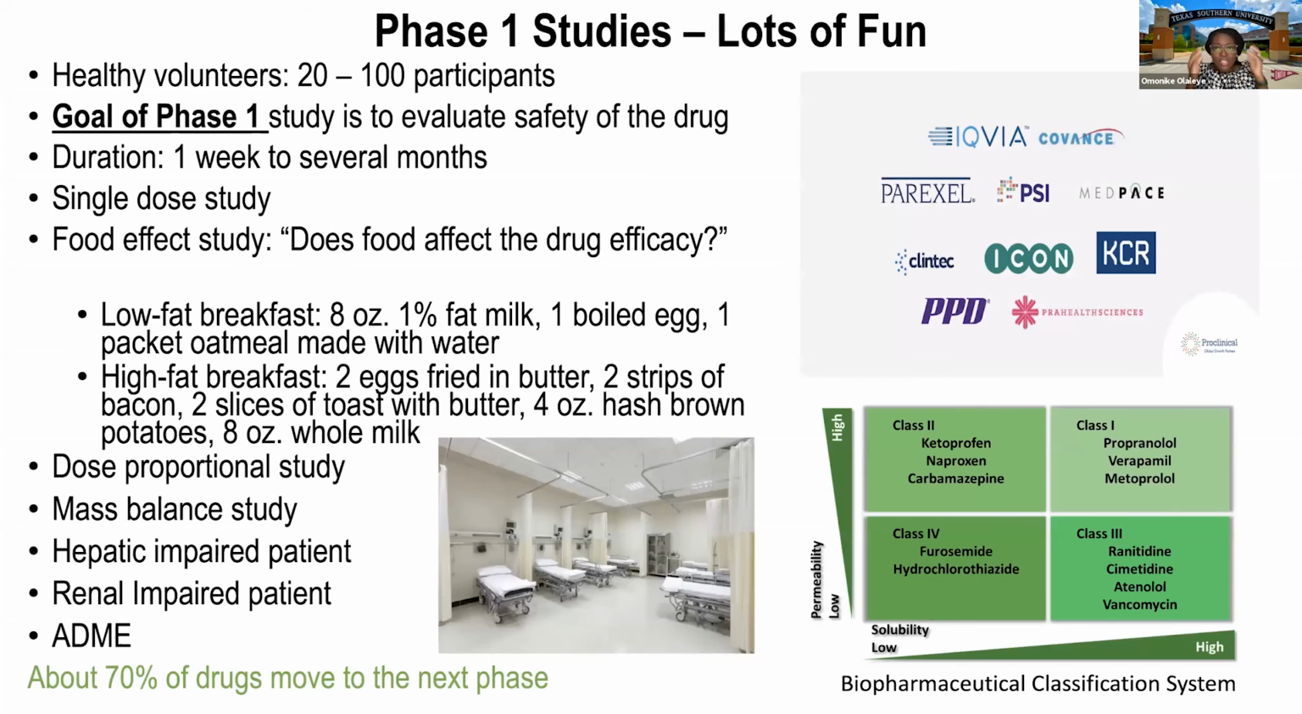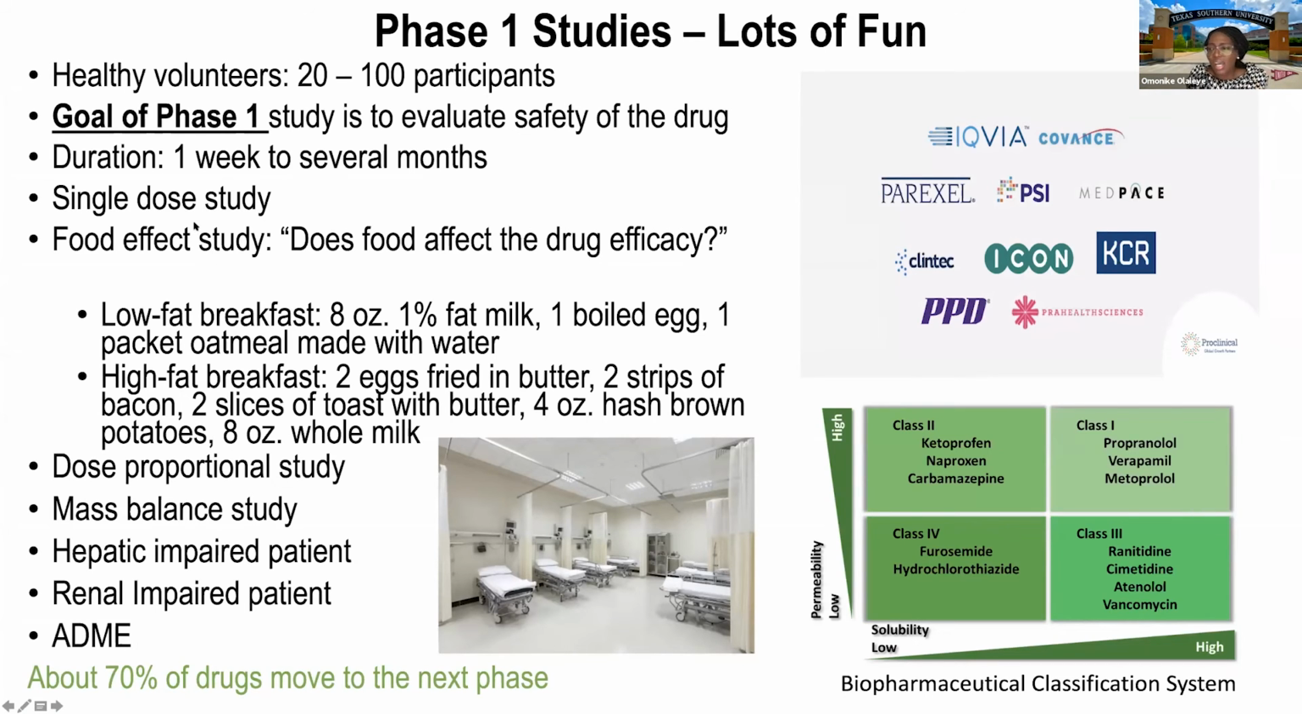So phase 1 studies are the ones where a lot of college students participate, and it's a lot of fun. It's for healthy volunteers. The goal of the phase 1 study is to evaluate the safety of this drug first in human, in healthy volunteers. So the duration can be a week to several months.